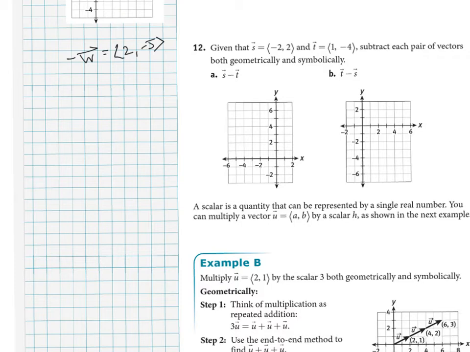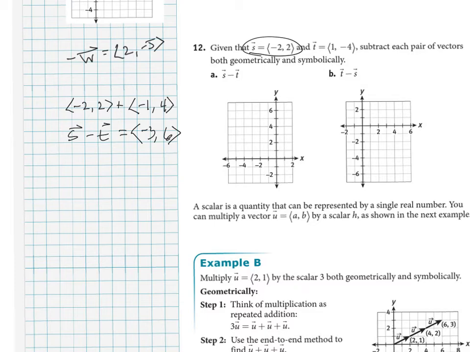So we're going to have vector s, which is <-2, 2>, plus the opposite of vector t, which I'm just going to write as the opposite here, <-1, 4>. So vector s, don't change the problem, it's still minus vector t, even though I kept a plus sign there, is <-3, 6> in component form. So that's our answer.